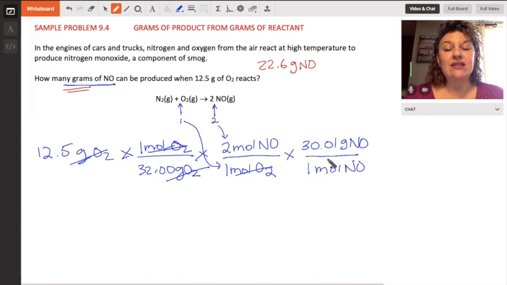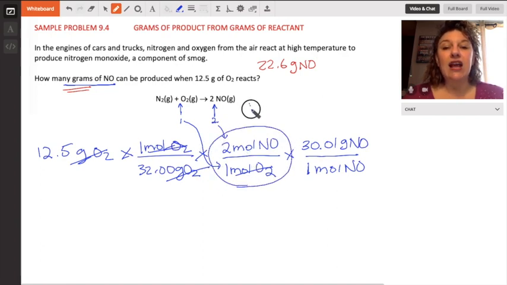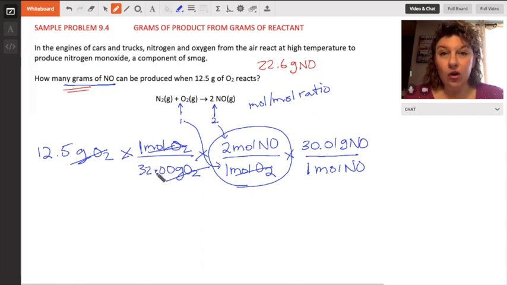Now, one thing that I see all the time as a mistake on these kinds of problems is that people go, oh, there's 30.01 grams because that's the molar mass, but I've got to put a 2 here instead of a 1 because there's a 2 there. But that's not where the 2 goes. You can only use these coefficients in your mole to mole ratio. You cannot use those coefficients when you're dealing with molar mass. It is always 1 mole in molar mass. 1 mole of O2 is 32.00 grams. 1 mole of NO is always 30.01 grams.